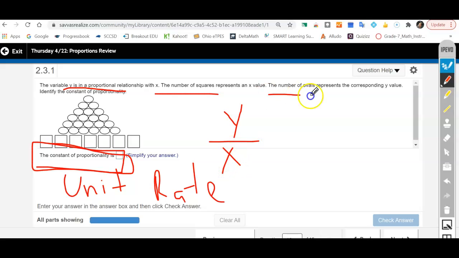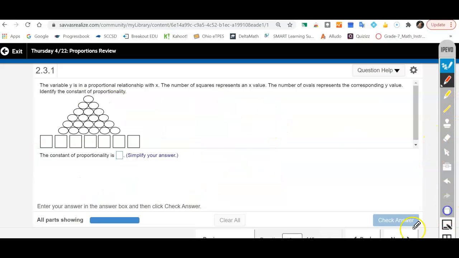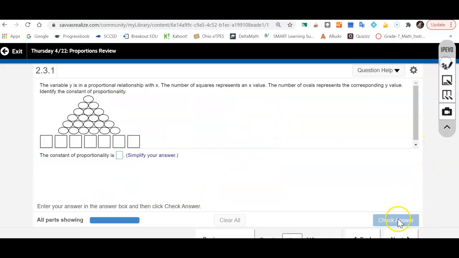So the number of ovals represents y. So you're going to count how many ovals there are. And that's your y. And then these are your x's. And remember, we always set it up as y over x. Okay? Once again, we'll see who's watching this video. All right.